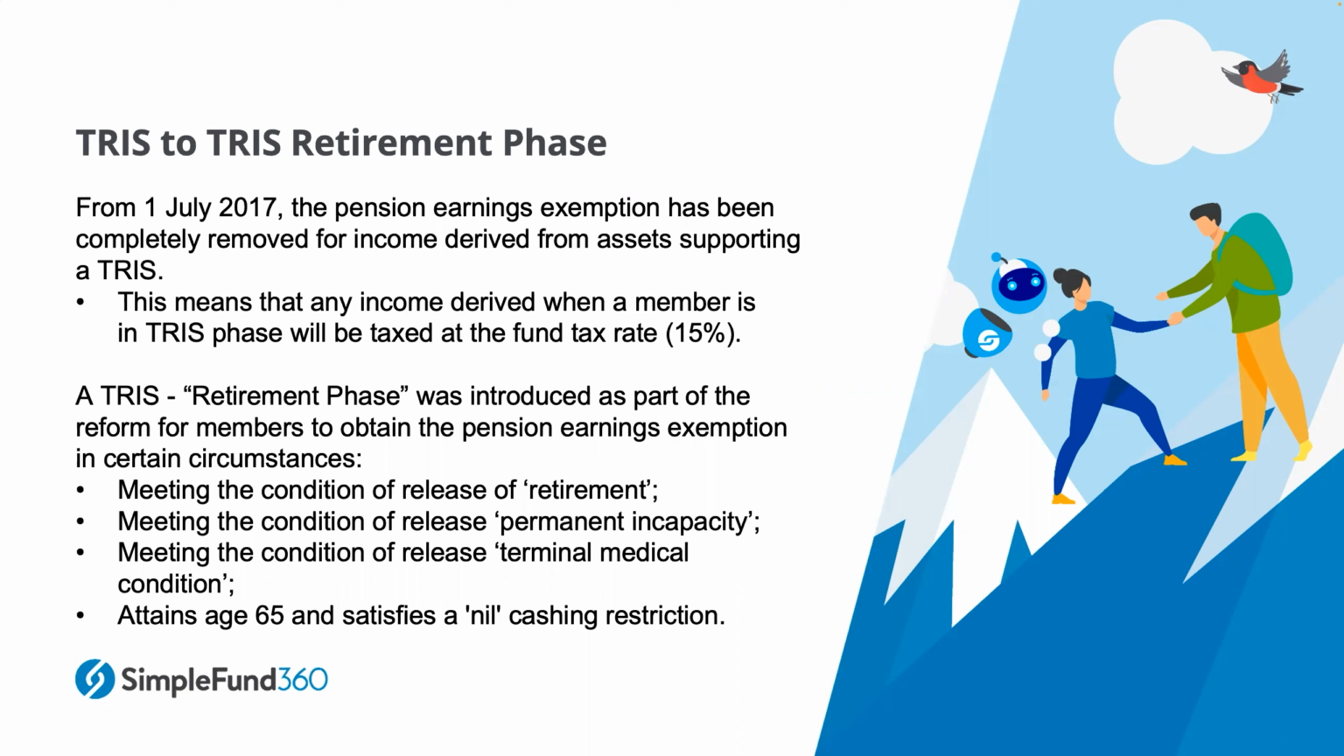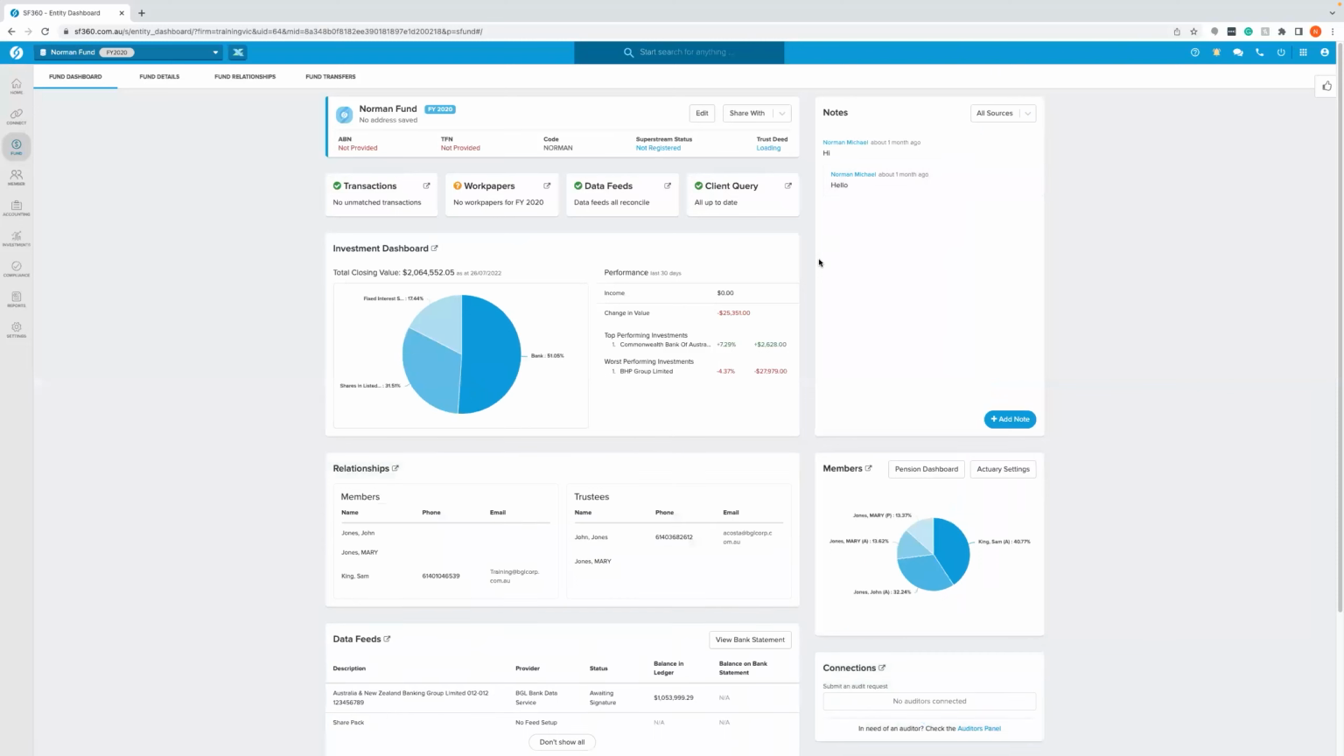Now, because they've added all these different types of pension types, we've also added a feature in the software to be able to convert a member from a TRIS to a TRIS retirement phase or a TRIS to an account-based pension. And you'll see that through the member screen. Okay, so what I'm going to do is I'm going to head back into Simple Fund 360. Okay, and then we've got the fund there.